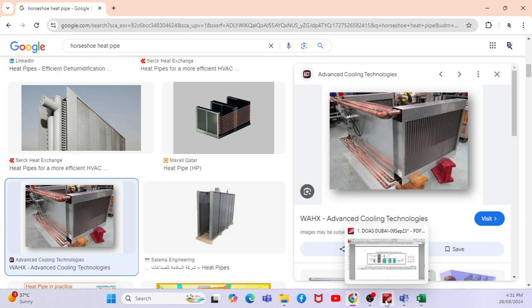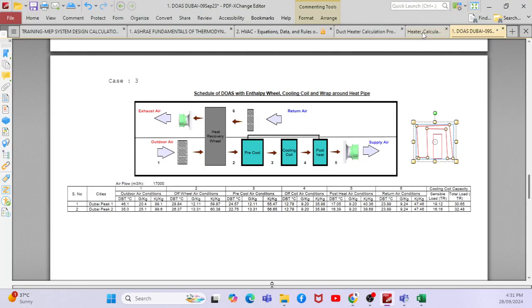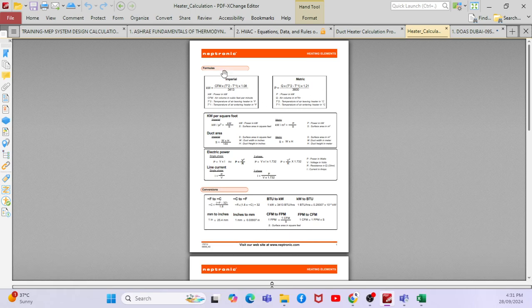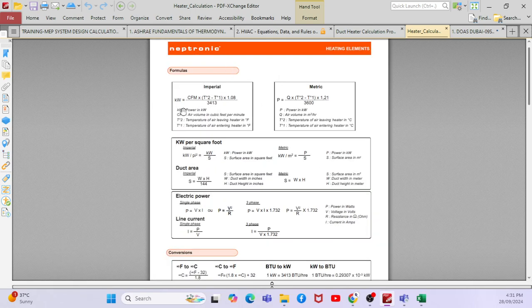Now, to calculate the duct heater capacity, there is just a simple formula that you will use. See, this is one of the Netronic duct heating elements, where they calculate the kilowatt duct heater capacity just by using that formula. CFM multiplied by temperature difference multiplied by 1.08, divided by 3413 for imperial, and for metric it is the temperature.